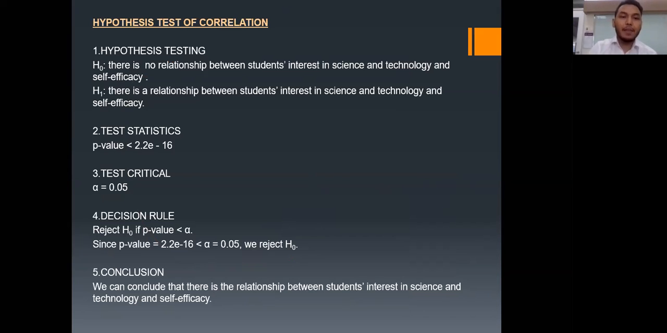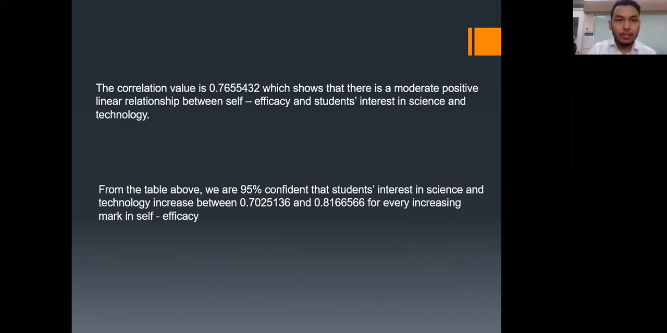Statistic, p-value 0.00002. Alpha 0.05. So reject H0 if p-value is less than alpha. Since p-value is 0.00002, less than alpha 0.05, we reject H0. So the conclusion, we can conclude that there is a relationship between student interest in science and technology and self-efficacy.